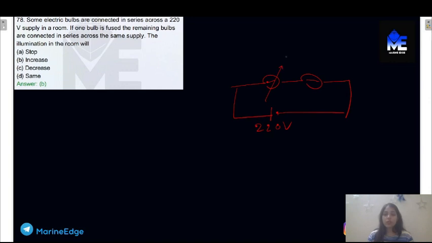So, if we remove this one bulb, then the illumination of the room will, see, what is happening here is if one of the bulbs is getting removed, now this extra power that was consumed by this bulb will be consumed by the other bulbs. So the illumination of the room will increase. Okay.